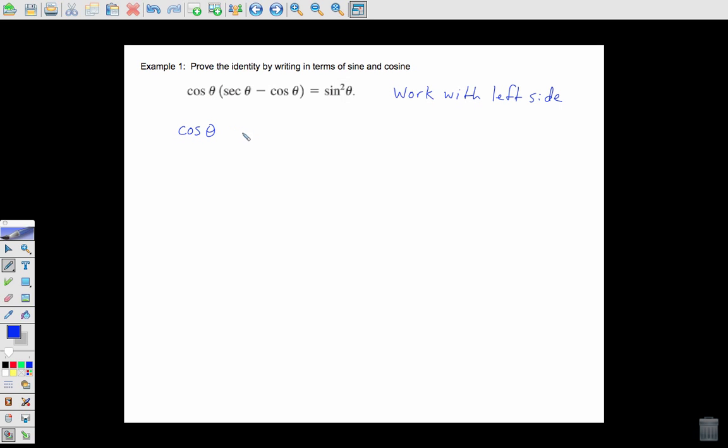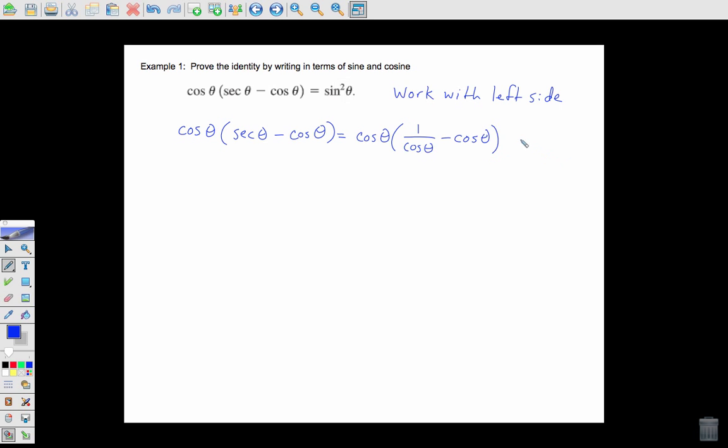Okay, so I'm going to start by writing down the left side again. So cosine theta times the quantity secant theta minus cosine theta. Okay, and we're told to prove it by writing it in terms of sine and cosine. You won't always be told what method to use in solving, but this is a common one. Okay, so what I'm going to do is I'm going to use substitution here, and I'm going to rewrite the secant as 1 over cosine theta. All right, and that is one of our reciprocal identities.